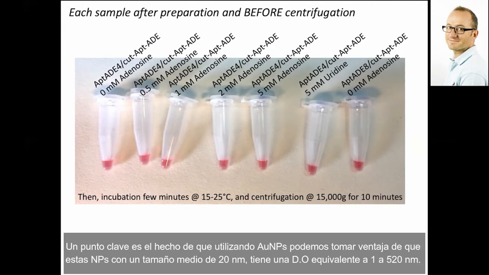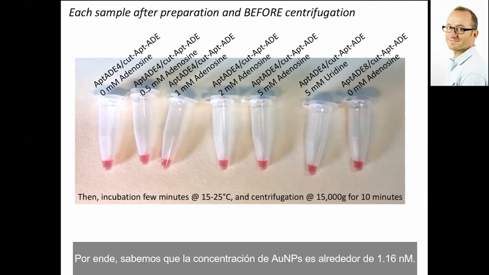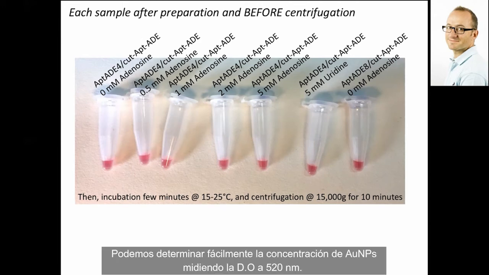Something which is very important is the fact that by playing with colloidal gold nanoparticles, you can take advantage of that, because in the case of nanoparticles in the range of 20 nanometers in diameter, which is the case here, we know that if the absorbance at 520 nanometers is about 1 optical unit, then it means that the concentration of these nanoparticles is about 1.16 nanomolar. So you can easily quantify the amount of gold nanoparticles by measuring the optical density at 520 nanometers.